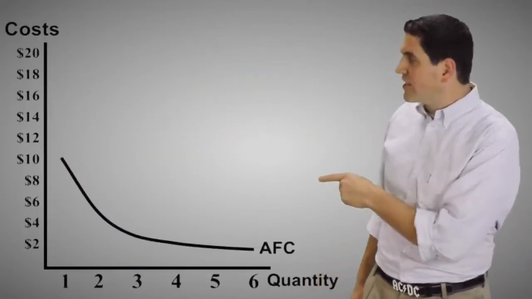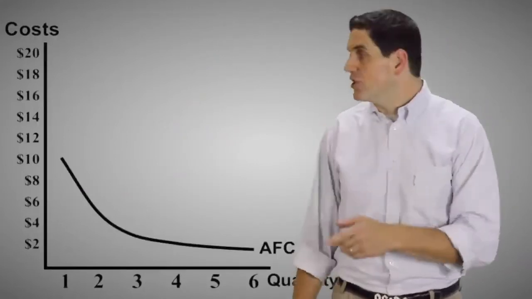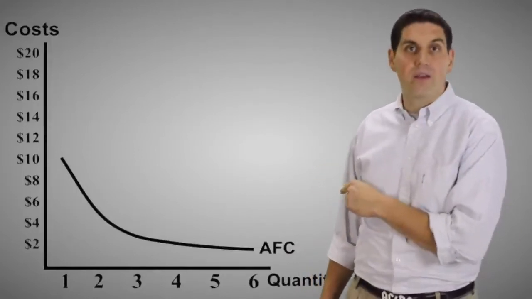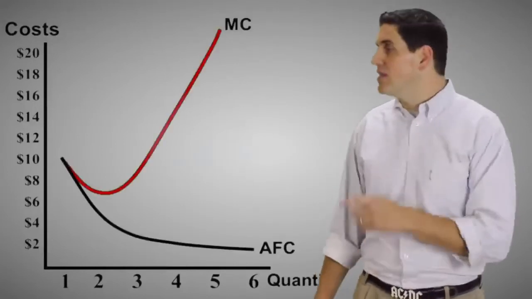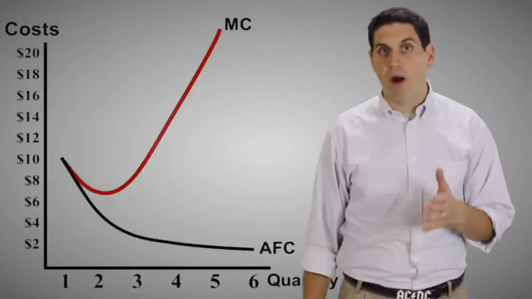First is the average fixed cost. Notice how it keeps getting smaller and smaller and smaller. It's an asymptote. That's because you're taking the fixed cost, which is a set amount, and dividing it by larger and larger quantities. So the average fixed cost is going to keep getting smaller and smaller. Next up is the marginal cost curve. Marginal cost always goes down and up because of the law of diminishing marginal returns.